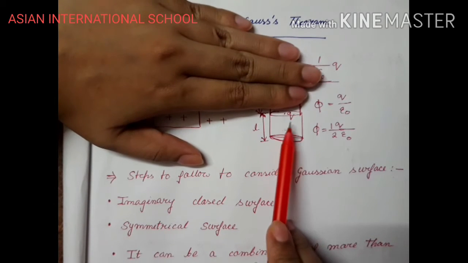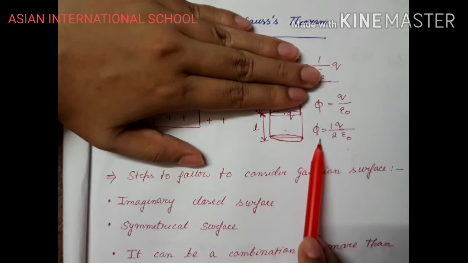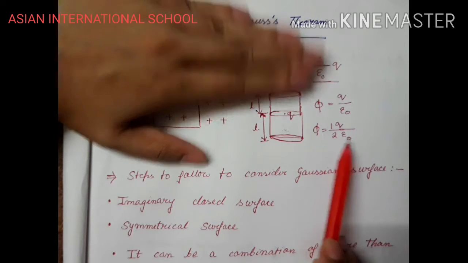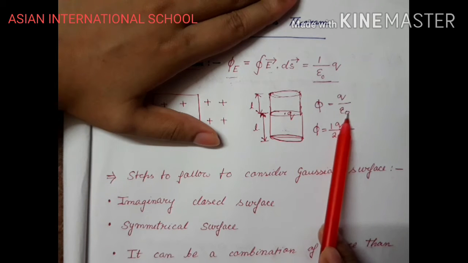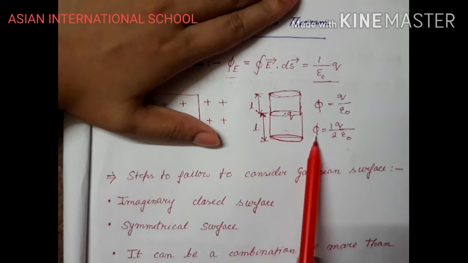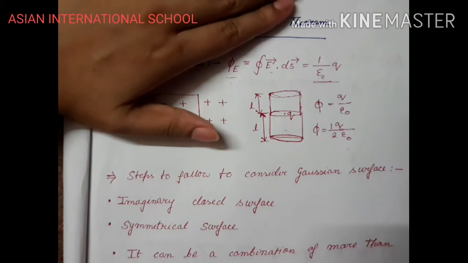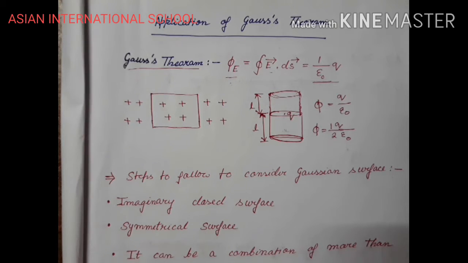Okay, if we have to find out the flux only through this cylinder, then phi equals half Q by epsilon naught. For both of the cylinders, I will get my answer phi equals Q by epsilon naught, applying Gauss theorem. But for only one cylinder, it will be half Q by epsilon naught. So in this way, by considering an imaginary Gaussian surface, we can easily calculate flux for a system. We can easily calculate electric field for a system.